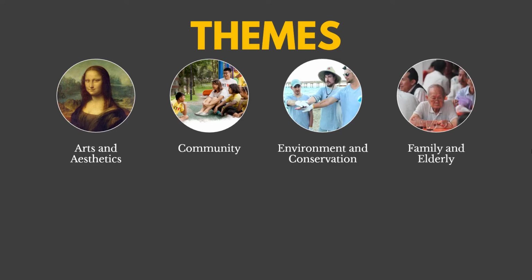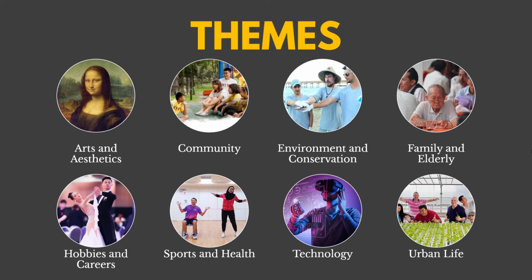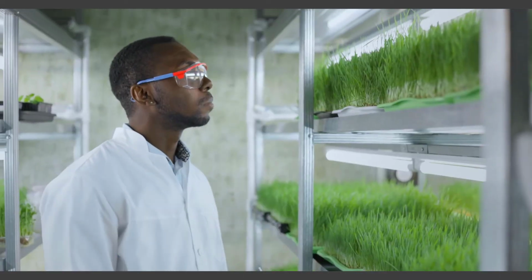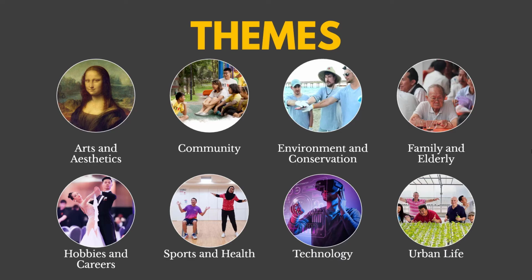Let's take a look at the themes. These are the available themes that you can actually think about from different aspects. For example, you can talk about arts and aesthetics, community, environment and conservation, family and elderly. Next, we have hobbies and career. You have sports and health, technology, urban life, or life in the urban environment, such as hydroponics or aeroponics or urban farming. These are the different themes that you can think of for your examples. If you are able to think from the different aspects of themes when you are planning, this will give you ample examples should they have a question related to the different themes.